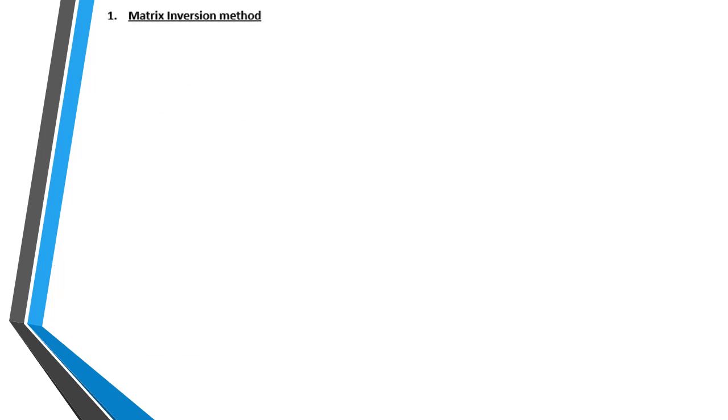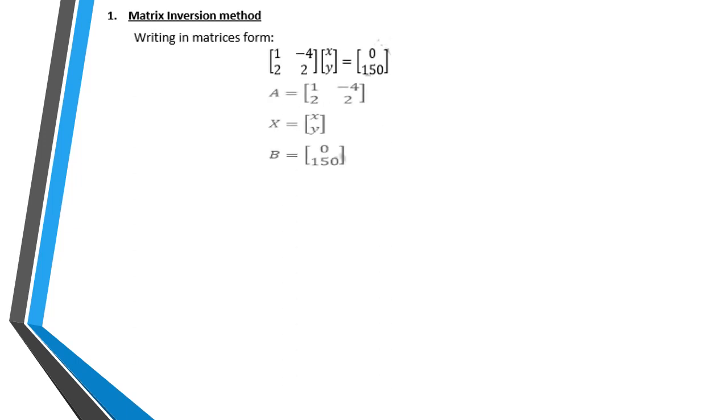Now solve by the matrix inversion method. First step is to write in the matrix form A, X and B. We can write the above equation as AX is equal to B, where X is equal to A inverse B. First of all, we have to find the A determinant. If the A determinant is not equal to 0, then we can find A inverse. After finding A inverse, in the last step we multiply A inverse with matrix B. You will get the answer of X.